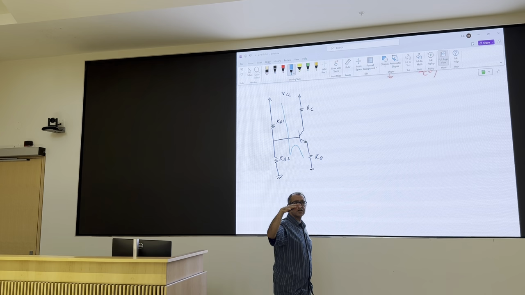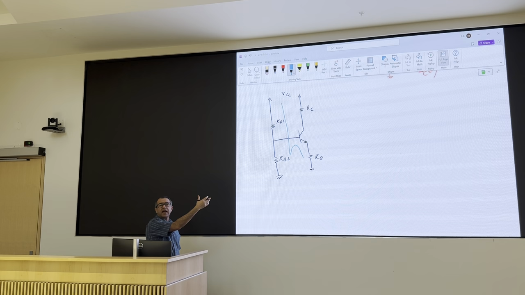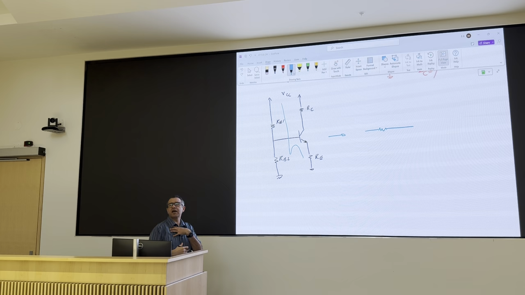Let's assume the device is not saturated. Let's assume RC is small enough, or the collector is directly connected to VCC, so we don't have a saturation issue. The analysis of this circuit is simple. What we do is take it from here and come up with the Thevenin equivalent. This is my preferred method.